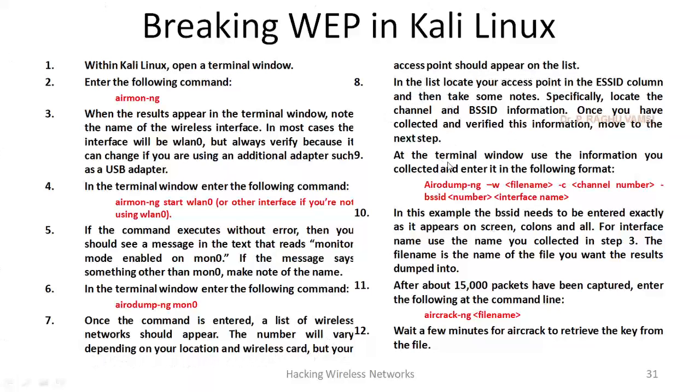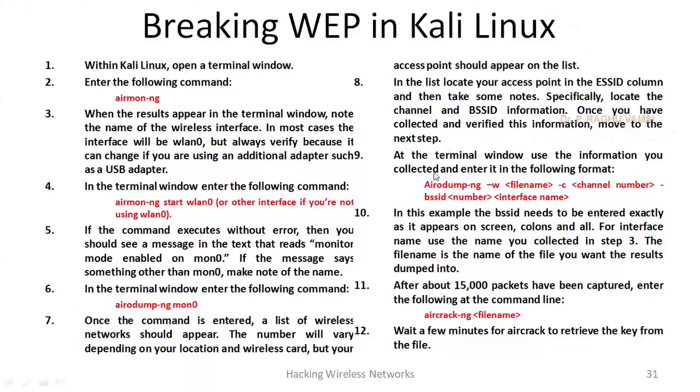Once the access point appears in the list, locate the access point that you are targeting, in the ESSID column, and take some notes. Especially locate the channel and BSSID information. Once you have collected and verified this information, move to the next step.